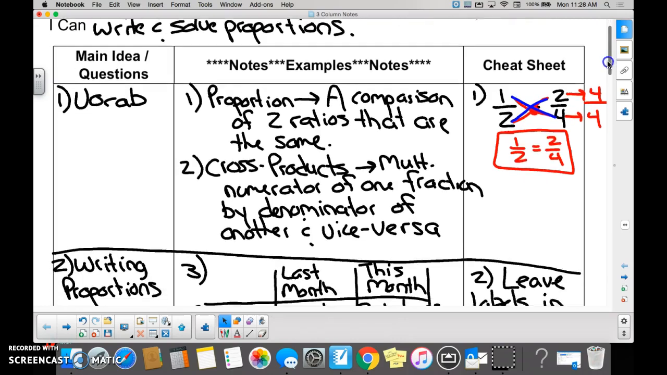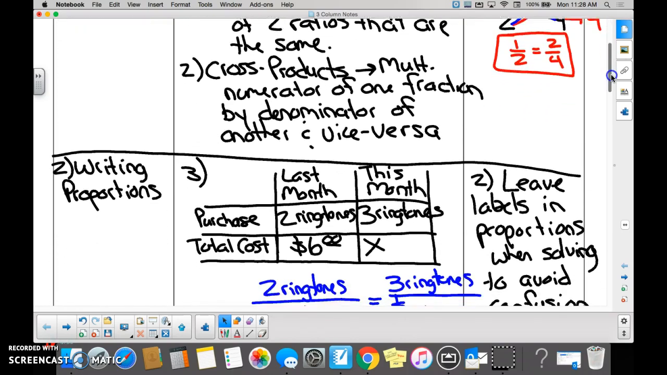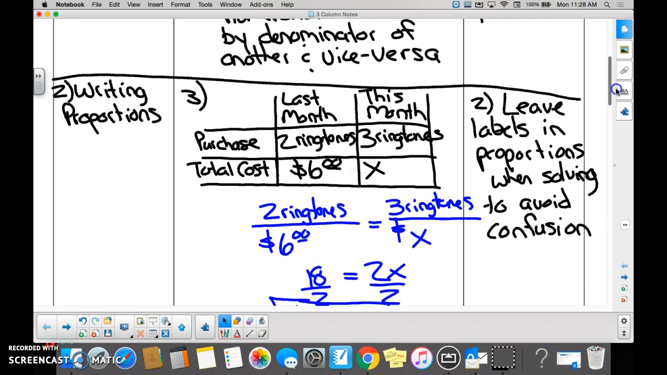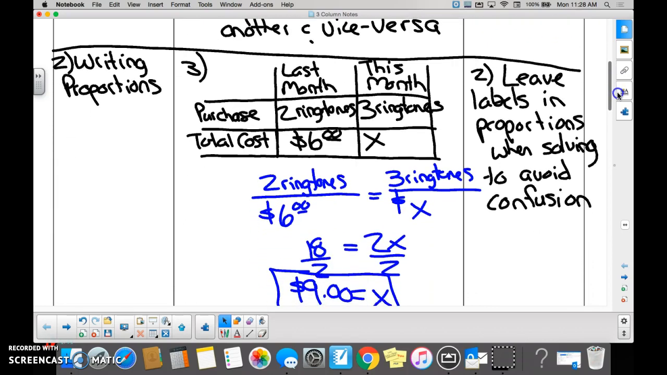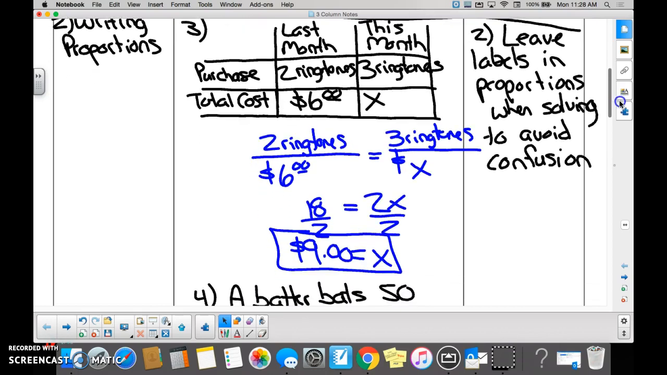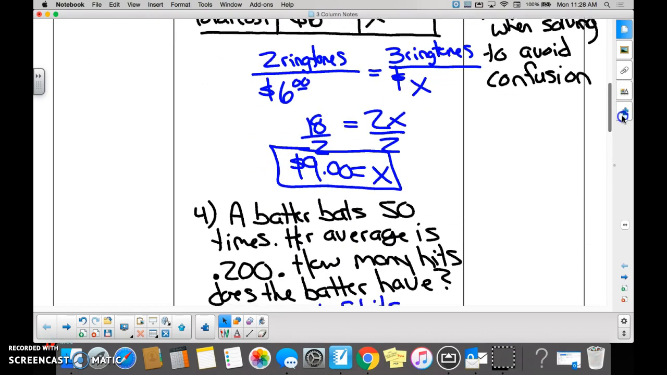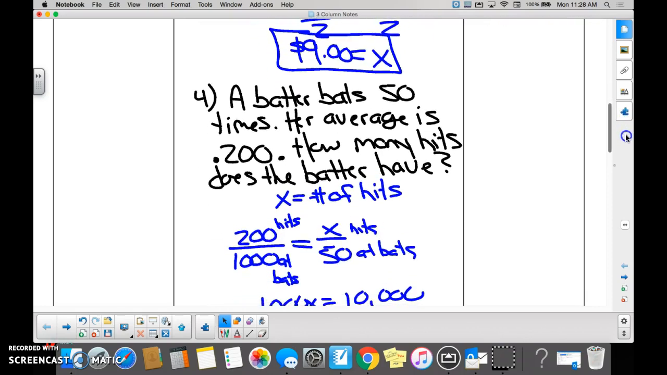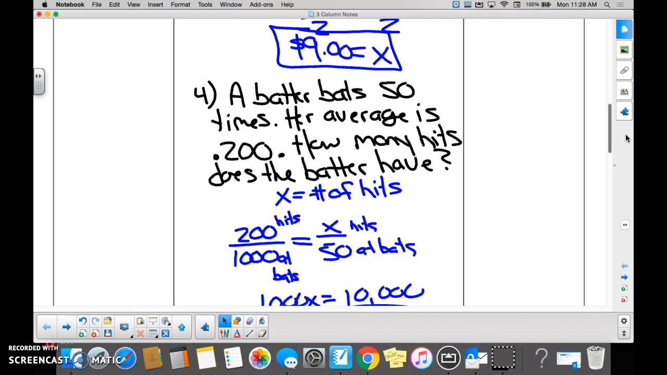Number 2, writing proportions. The best thing for you to do on these is just make sure you understand how we wrote these proportions, not only by using the ratio table here that we used in number 3, but also for number 4, in which I just gave you a bunch of information, and you had to conclude what that information meant. So let's talk quickly about number 4. It says a batter bats 50 times. Her average is 200 thousandths.